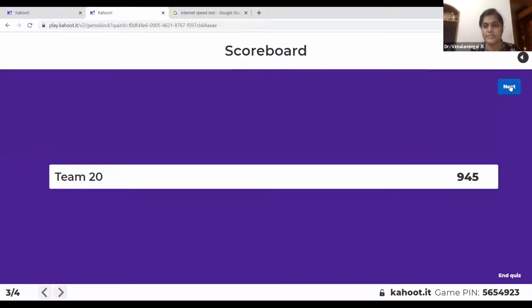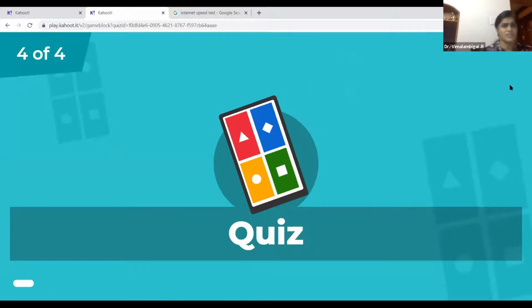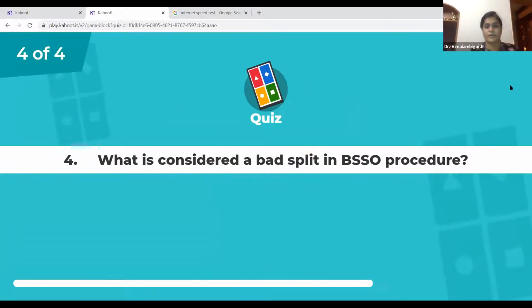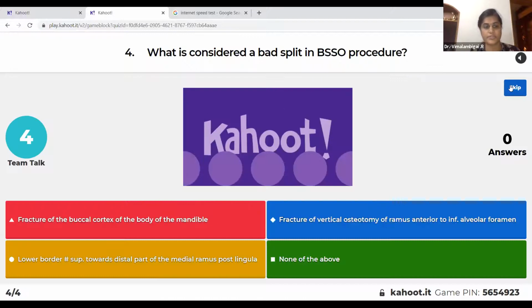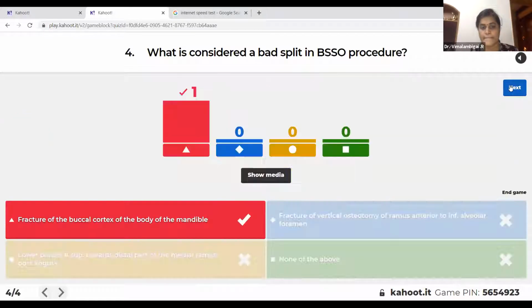Okay, fourth question, please. What is considered a bad split in BSSO procedures? Is it the fracture of the buccal cortex, or fracture of the vertical osteotomy going on to the inferior, anterior to the inferior alveolar foramen, lower border fracture, or none of the above? Yes, the correct answer is fracture of the buccal cortex of the body of mandible. Okay, so these are the 4 questions for the first team.